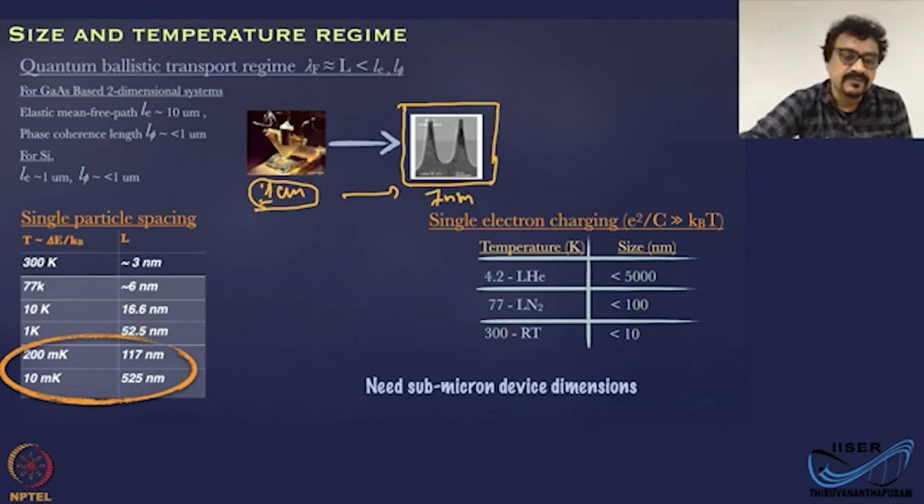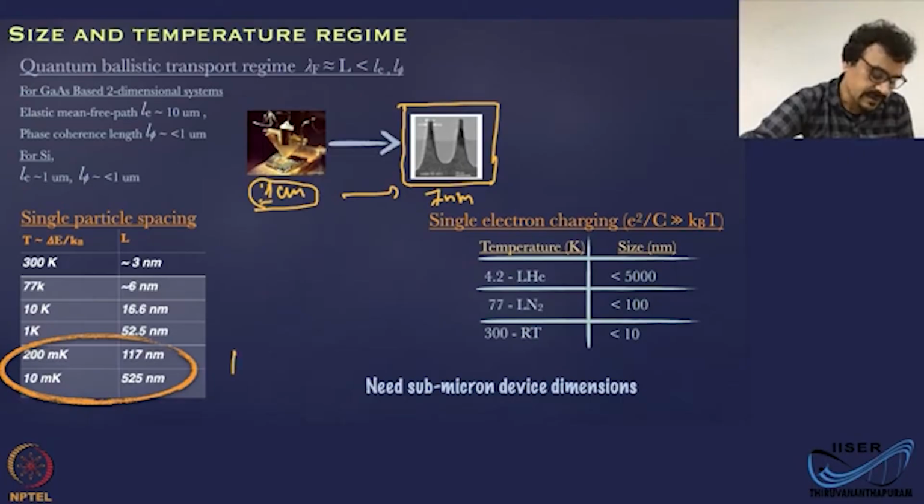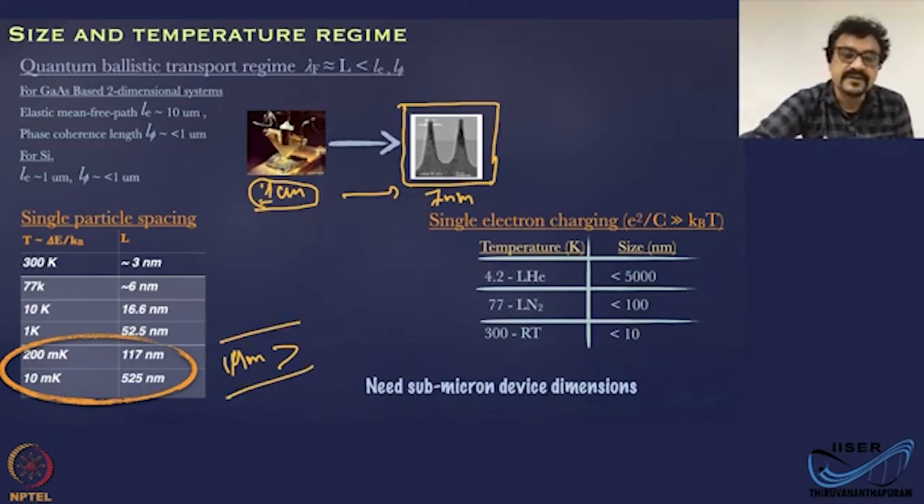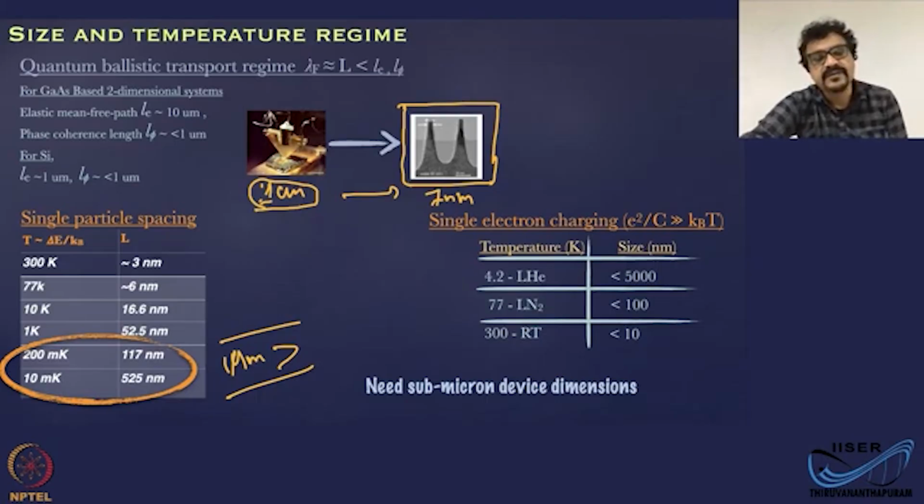Okay. So what we are aiming for here is something like a micrometer or below in dimension. Okay, that is our aim. Something like a micrometer or below in dimension. That's what we are interested in. Okay. That is what is required to observe single particle spacing or single particle phenomena, the quantization due to confinement, at temperature ranges below 1 Kelvin.